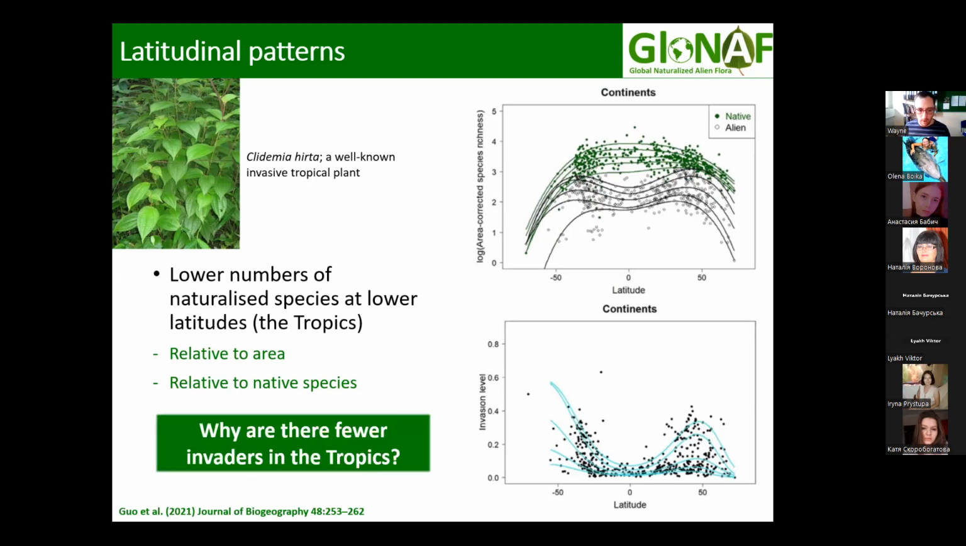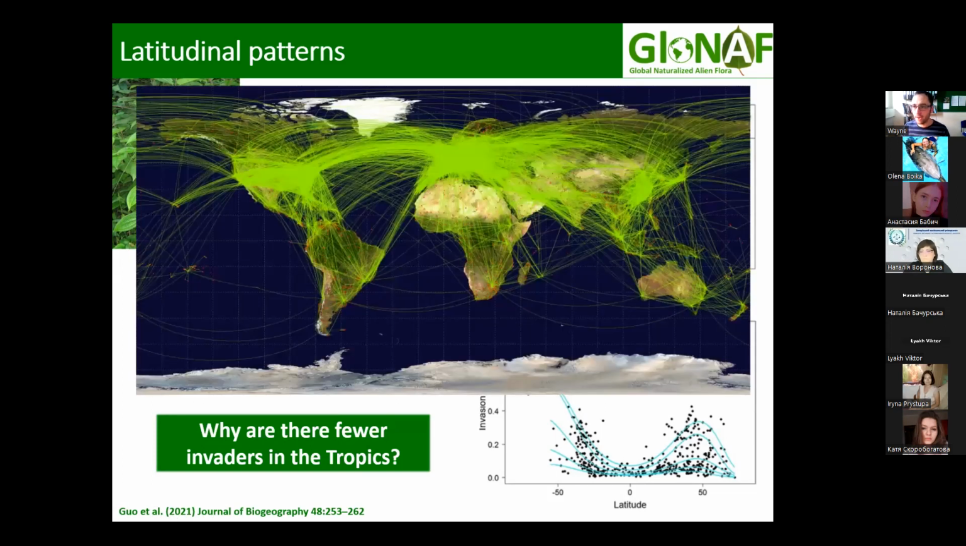And you might think, well, why is that? Is it because tropical forests or tropical communities are particularly resistant to introductions and invasions? Or is it maybe just because fewer species are introduced in the first place? And it's possible that it maybe is that second answer.